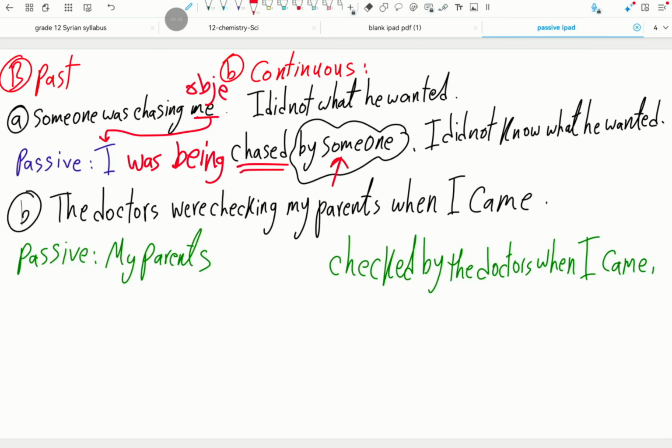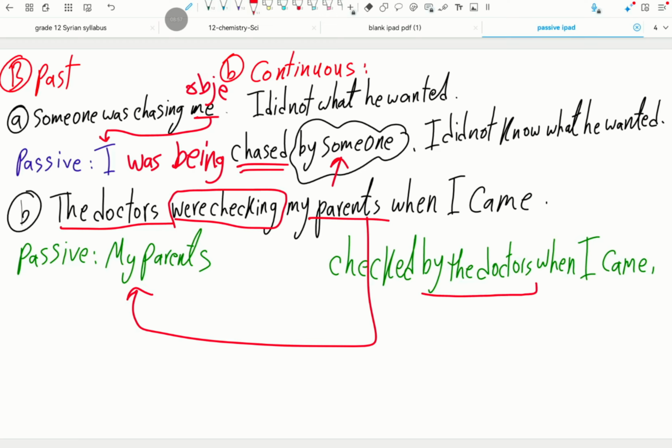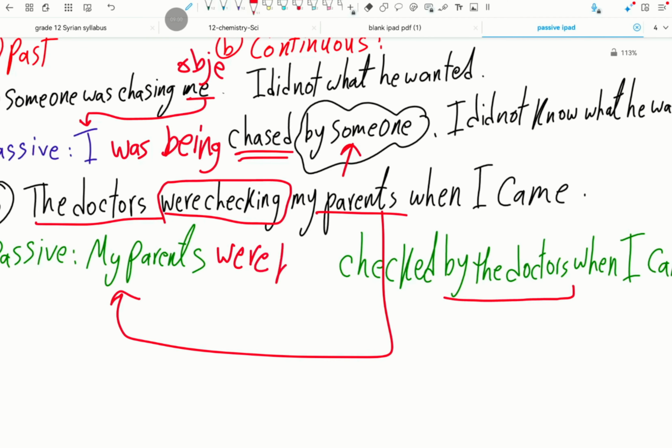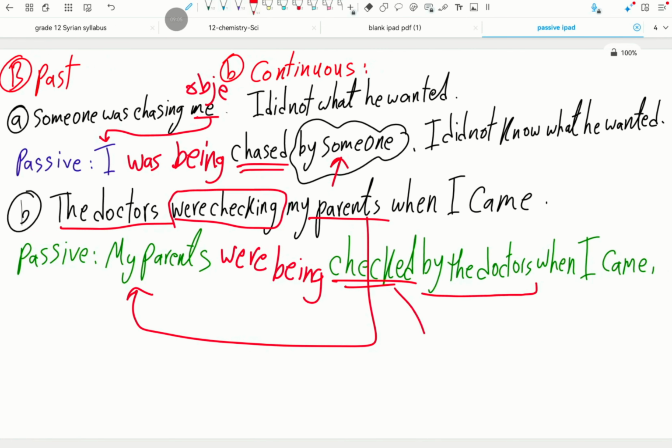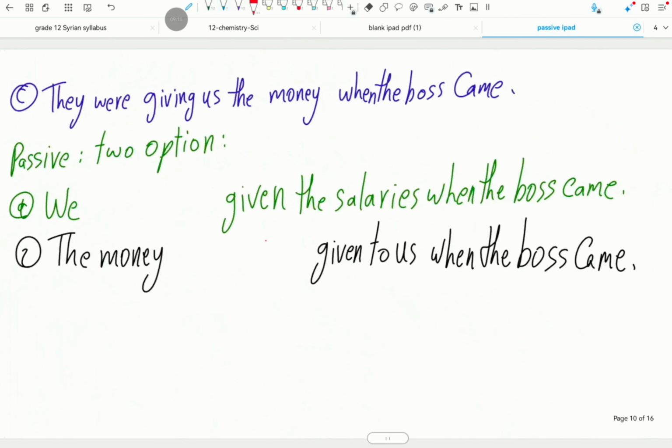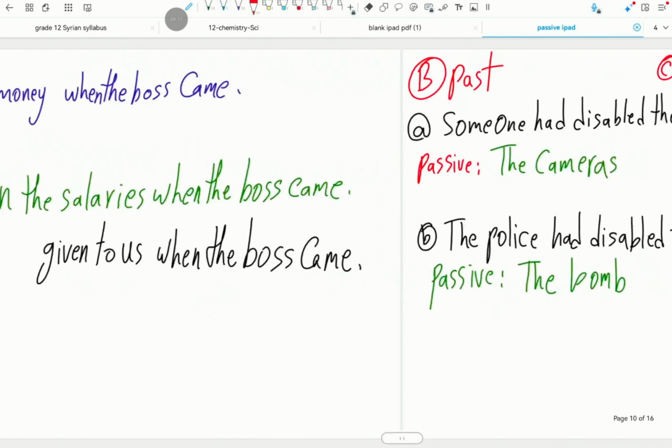Another example here, my friends. The doctors were checking my parents when I came. So, by the doctors here. Were checking is the verb, and it's past continuous because of were and ing. My parents are the object, so I put them here. So my parents were being checked, and of course the verb will be in verb 3. Here the verb is regular, and you know, when the verb is regular, V2 equals V3, the same, we add ed.